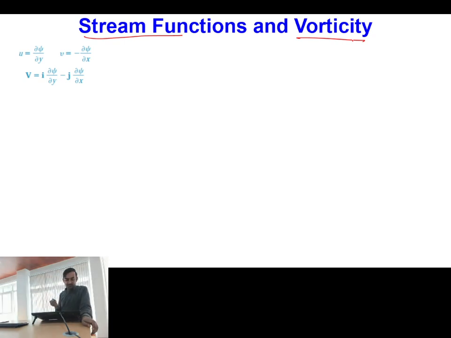So let us briefly recapitulate. If I have a two-dimensional flow field in Cartesian coordinate system, then my u becomes del psi by del y and v becomes minus del psi by del x, where psi is nothing but a scalar function. And upon using this, I can simply write my velocity vector as i times, in place of u, del psi by del y, and in place of v, minus del psi by del x. So this is my complete velocity field.